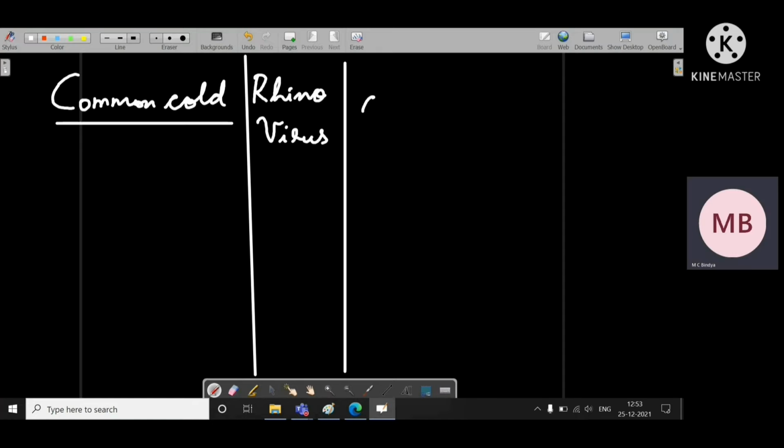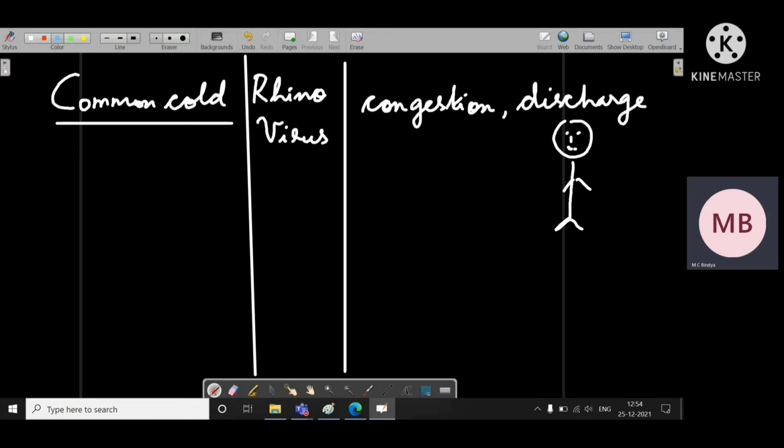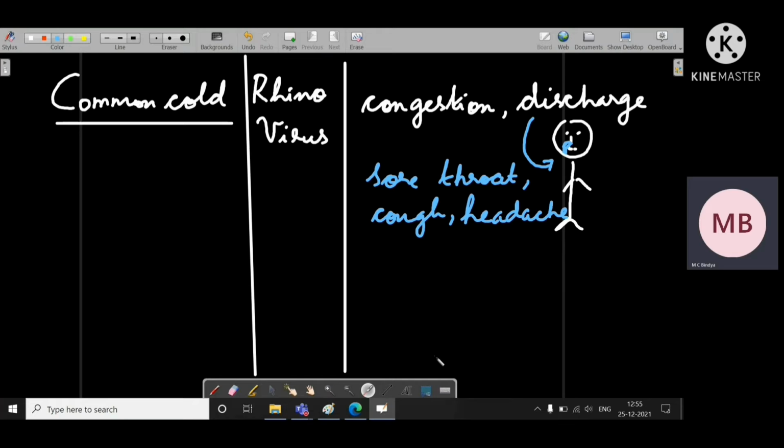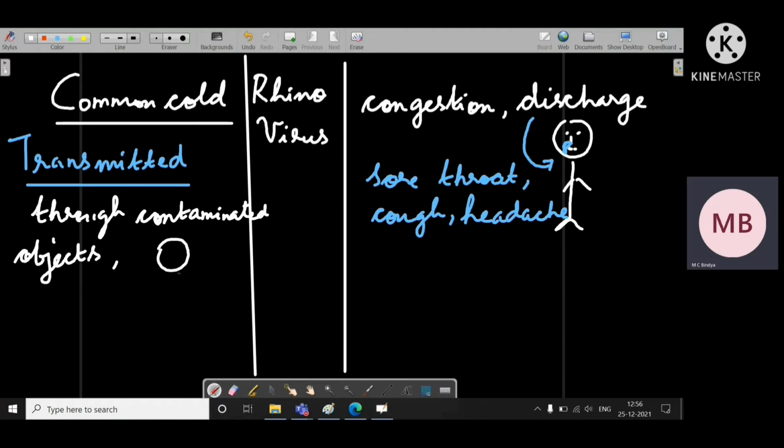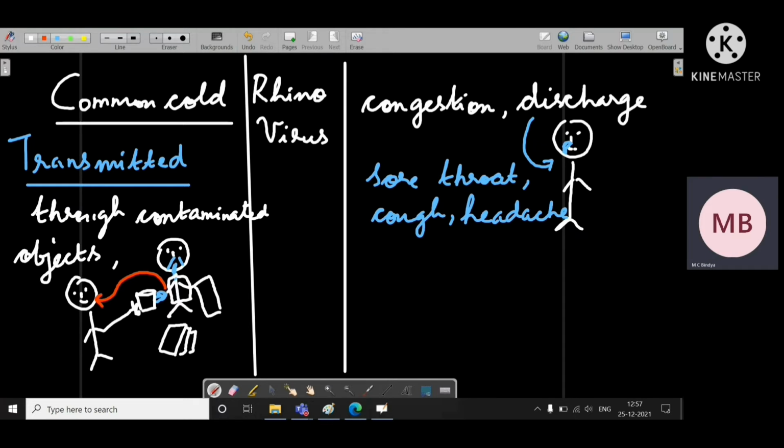Common cold. Common cold is caused by a virus called rhinovirus. They cause congestion, discharge, and the mucus, that is runny nose, sore throat, cough, headache, and it gets transmitted through contaminated objects, like if an affected person is holding a glass or a heap of books, and if it is shared with an unaffected person, these discharges will get transferred to that person.